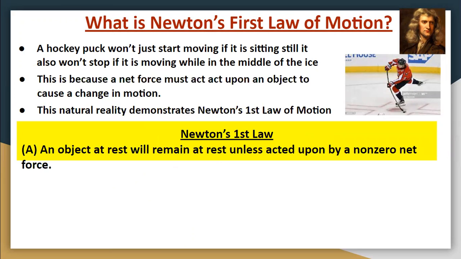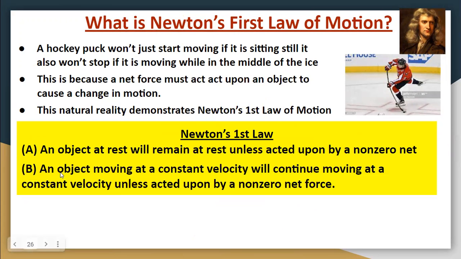So Newton's first law says an object at rest will remain at rest unless acted upon by a non-zero net force, and then force should be highlighted as well. So you're going to have to memorize these three laws. An object at rest will remain at rest. It doesn't want to move unless something pushes it. And part B, an object that's already in motion at a constant velocity will continue moving at a constant velocity unless acted upon by a non-zero net force. That means things want to go the same direction at the same speed unless something changes its direction or it hits something and it stops.